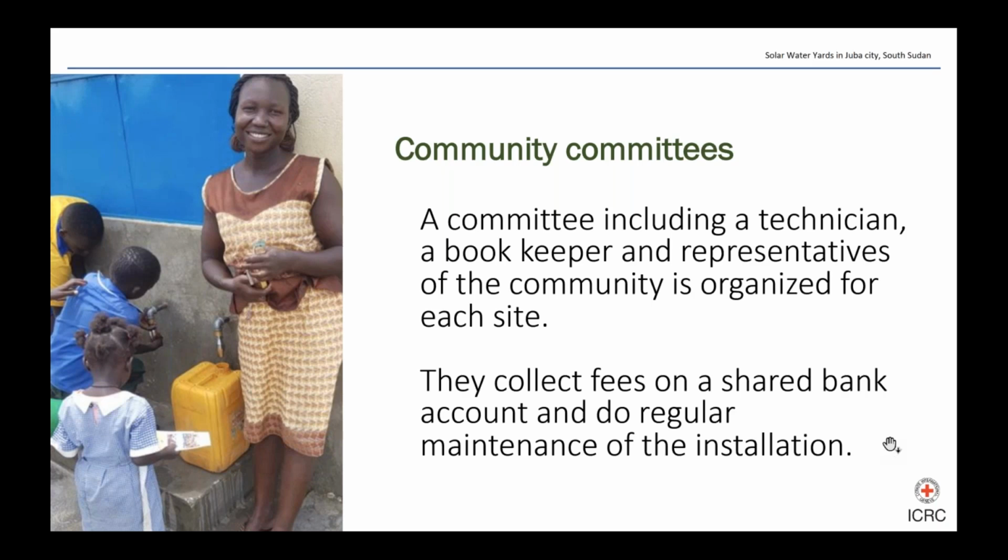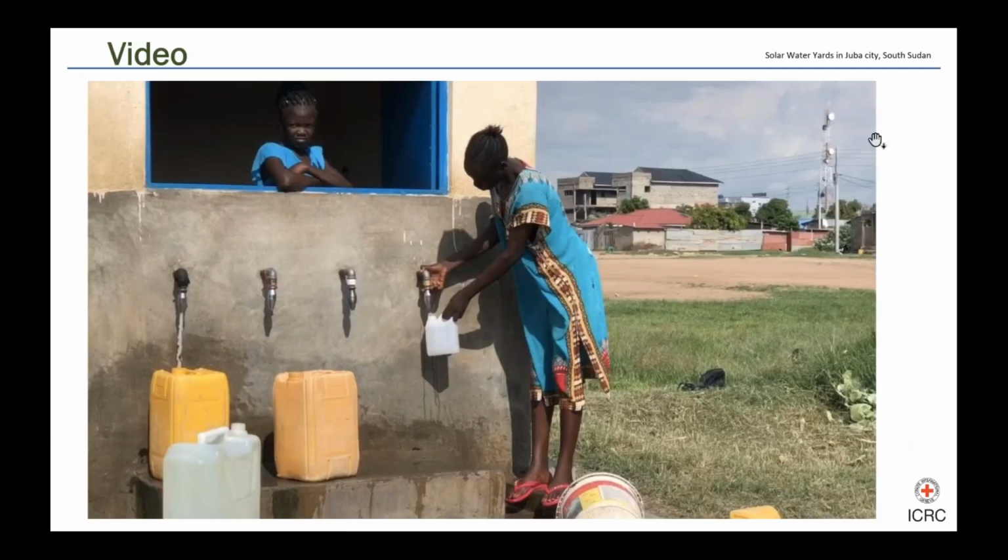This is because the components that are likely to fail in a solar water yard, such as the pump, the control units, and the solar panels, should be replaced after a minimum of 10 years. You're now going to watch a video on the feedback of the use of solar water yards from Gudele Block 9 in Juba, South Sudan.